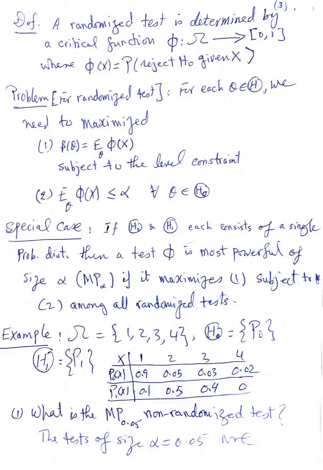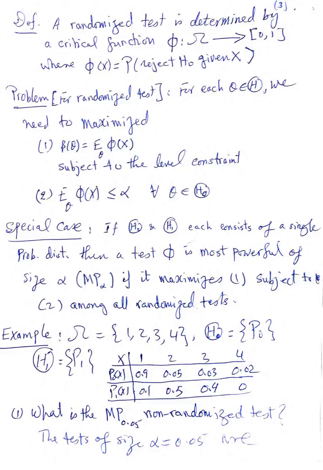We can simplify these things with the following example. Assume that you have two probability distributions and we want to test H0 against H1. H0 is a single probability distribution and H1 is another single probability distribution, and we want to see from the data which one is true. The test phi is the most powerful test of size alpha, denoted MP alpha, if it maximizes the power function given above, subject to keeping the size of the test.